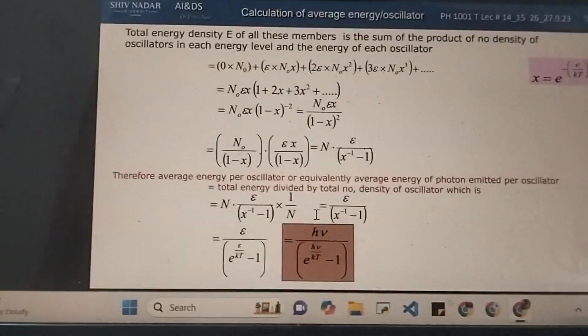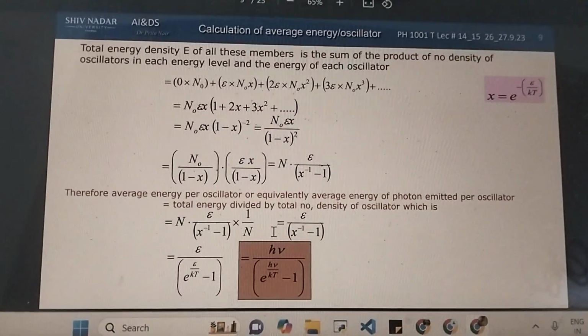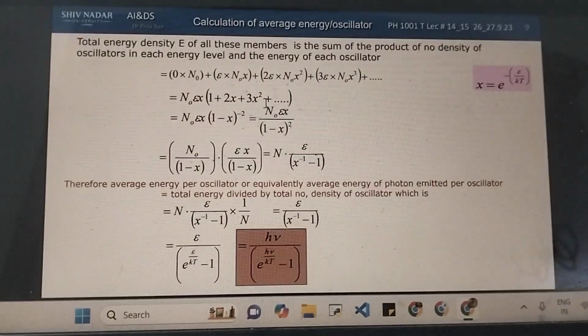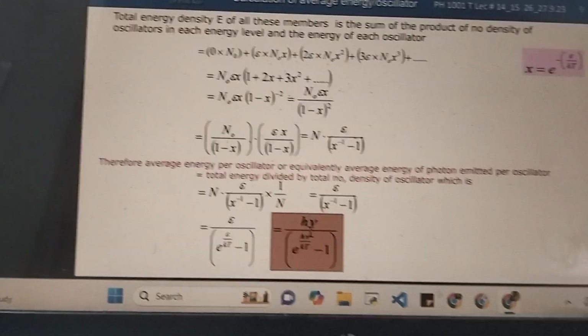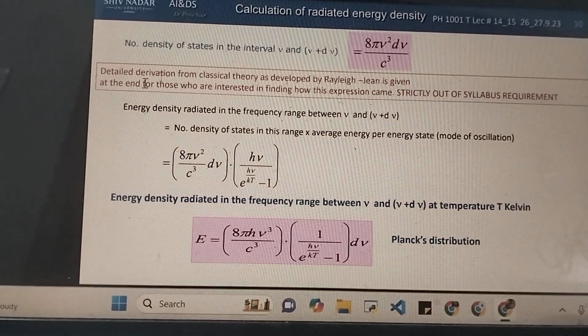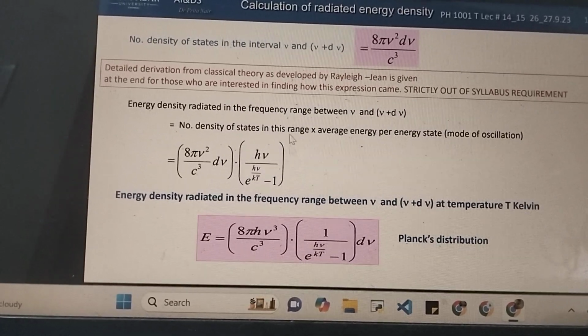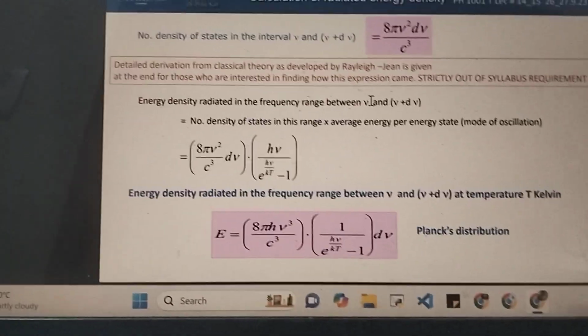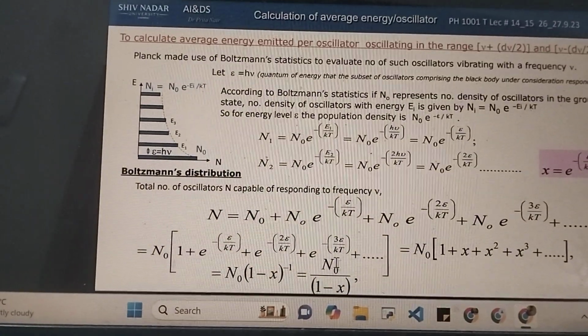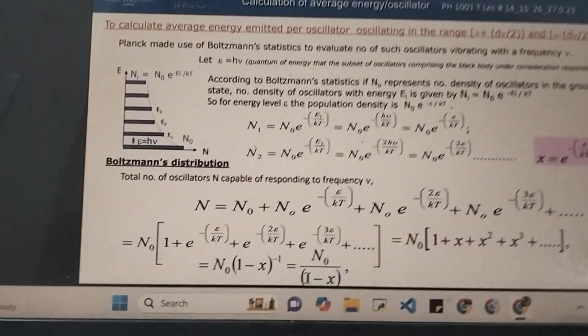So we need to separately find out the total number of oscillators. Why I am explaining this point is because this was the derivation for average energy per oscillator. Now next we will be looking at the number of density states, and using that we will be doing something about total energy. So when we do that, people usually come back and ask this question, we already derived something here, why are we doing a totally different thing there?